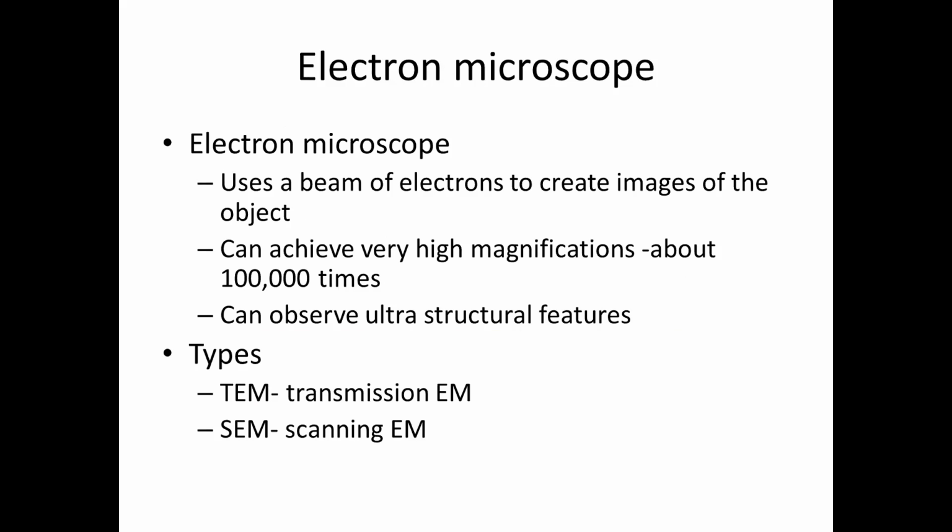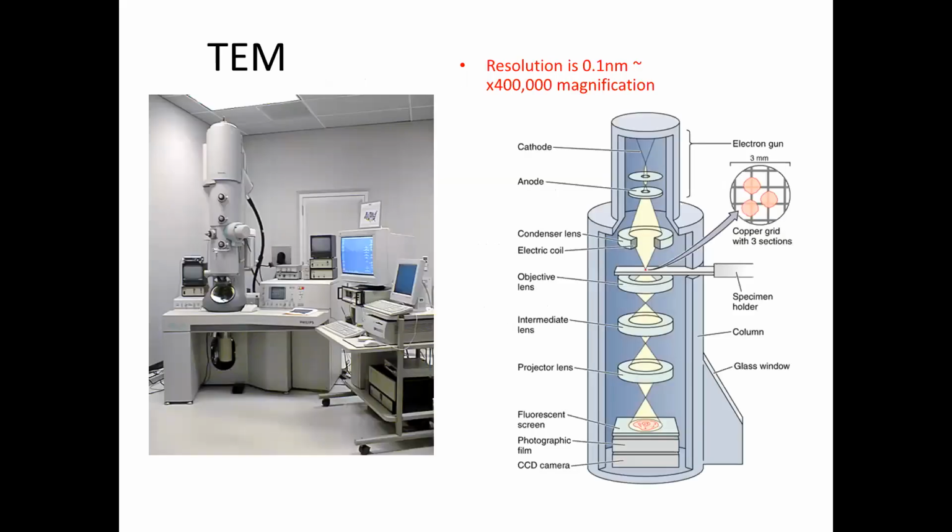Now let us look at electron microscopy. Electron microscopes, as I said earlier, use a beam of electrons to create an image. They can achieve very high magnifications, more than 100,000 times, and you can observe the ultrastructural features. There are two types of electron microscopes mainly, the TEM or transmission electron microscope, and the SEM, scanning electron microscope. You do not need to know details of these microscopes, just remember that they have high magnifications and what kind of images they produce.